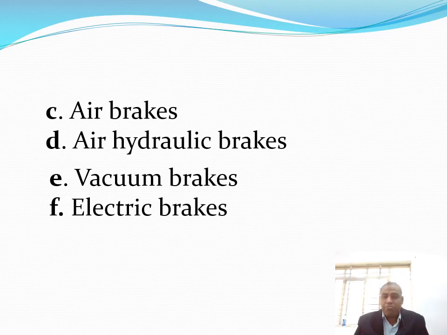And the fifth one is vacuum brakes. So negative pressure, the vacuum brake is also one of the braking systems of an automobile. And the sixth mode of braking is electric brakes. So these are the different types of braking system.